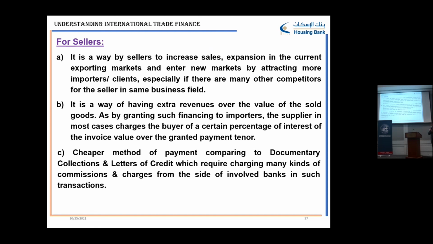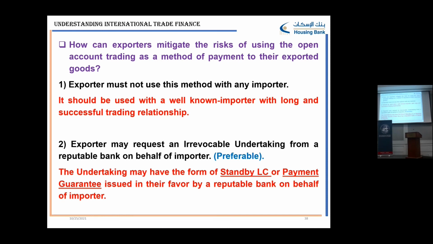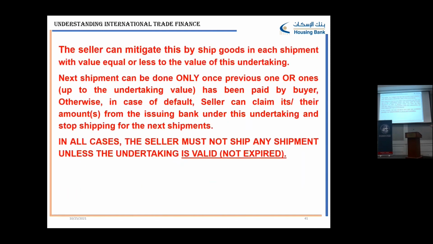Once I get more buyers, this means I increase my sales to this market or region. It is a way of having extra revenues. The majority of sellers, when they grant limits under open account trading, fix extra interest rates on the goods sold against these facilities or credit limits. So it is a kind of increasing revenue for the seller, so the seller prefers this transaction. I will talk about this later.